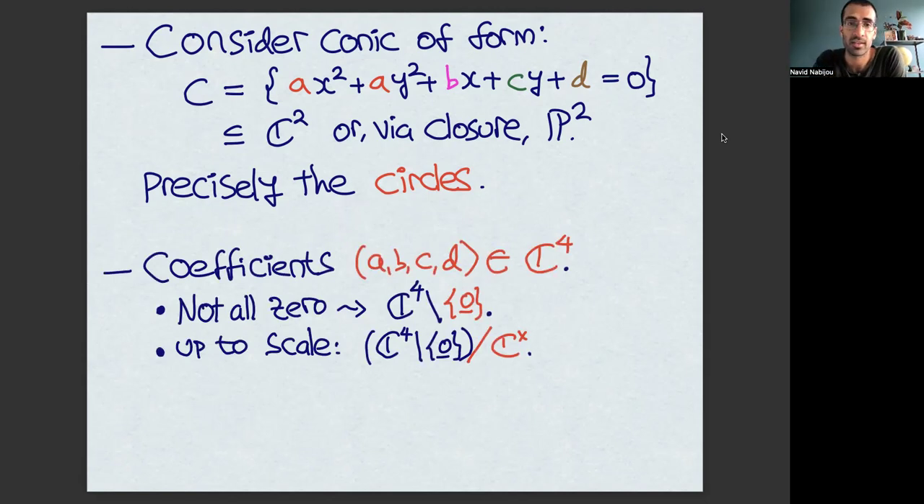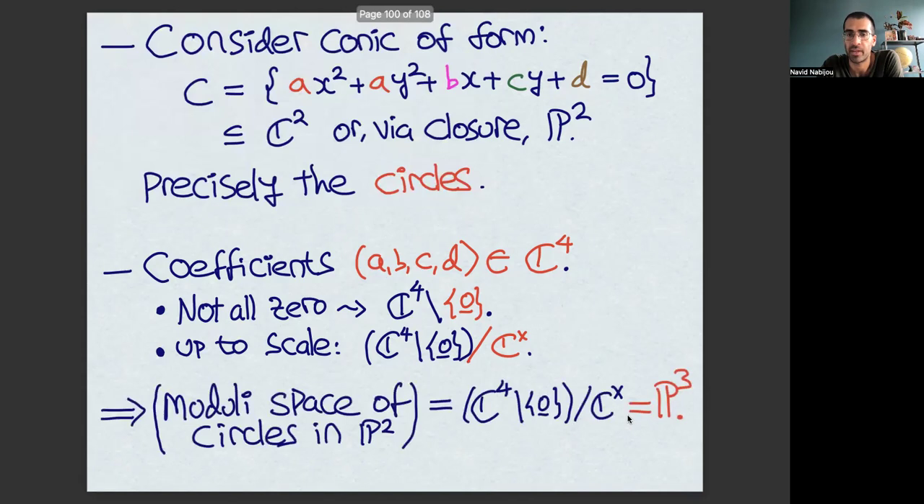So with this approach, we can try to parameterize all the conics that look like this. What's the information I have to give you? Well, I have to give you these 4 coefficients, A, B, C, and D, okay? And I shouldn't have all of these coefficients being 0, because if they're all 0, then I just get the equation 0 equals 0, which definitely doesn't define a circle. But as long as they're not all 0, I'm happy enough with that. And then also, they're only well defined up to overall scaling. If I multiply all of these coefficients by some number, I get the same equation, so I get the same circle. And so once again, the moduli space that I'm after is this quotient.